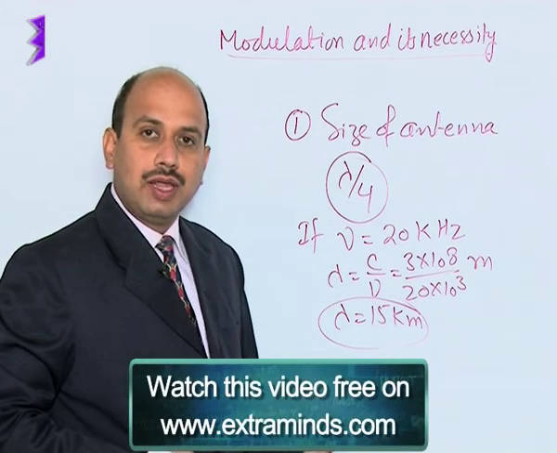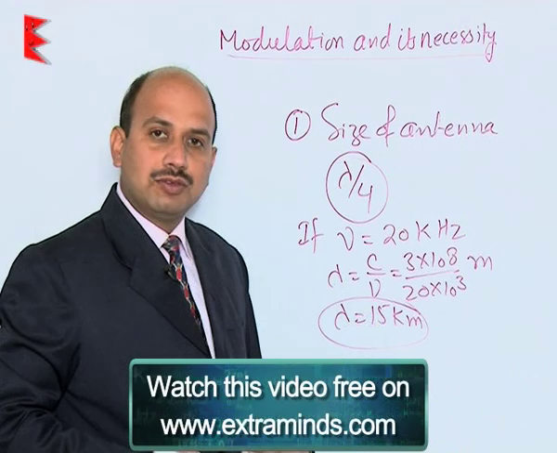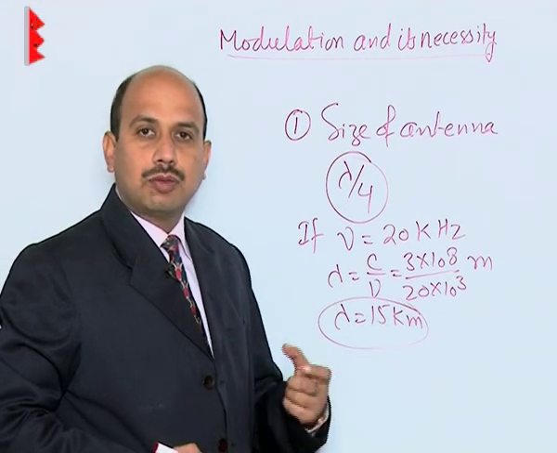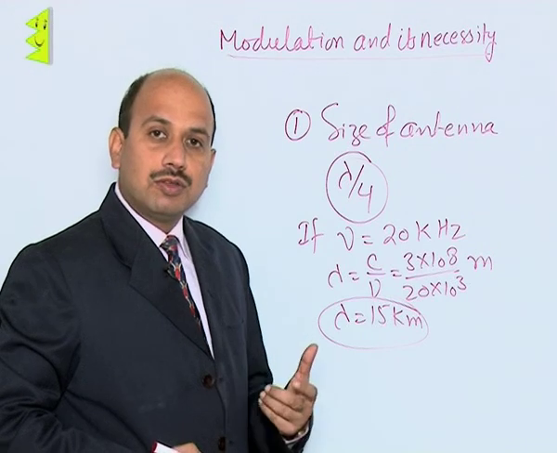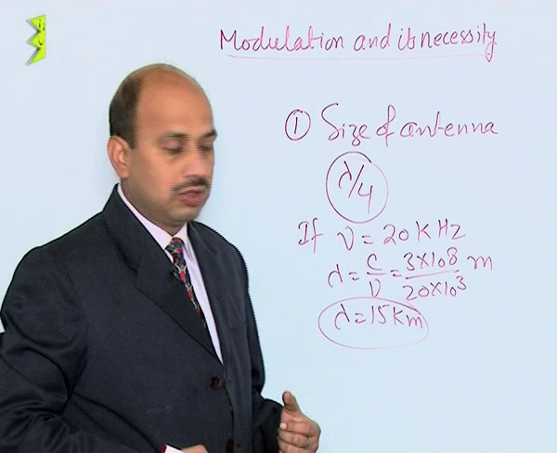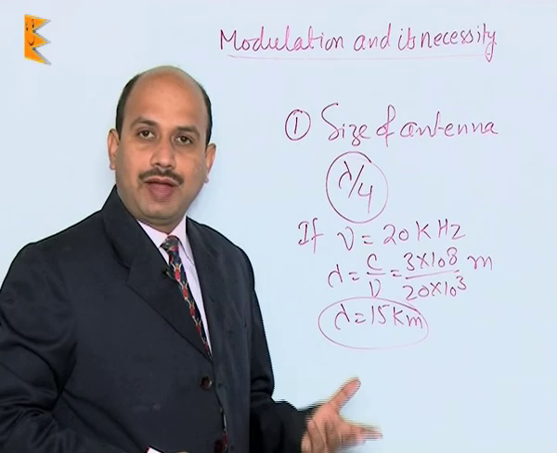But if you modulate and superimpose it on a high frequency signal, as the frequency increases, wavelength decreases and the size of the antenna reduces, and these types of antennas can be easily constructed. So, first one is the size of antenna.